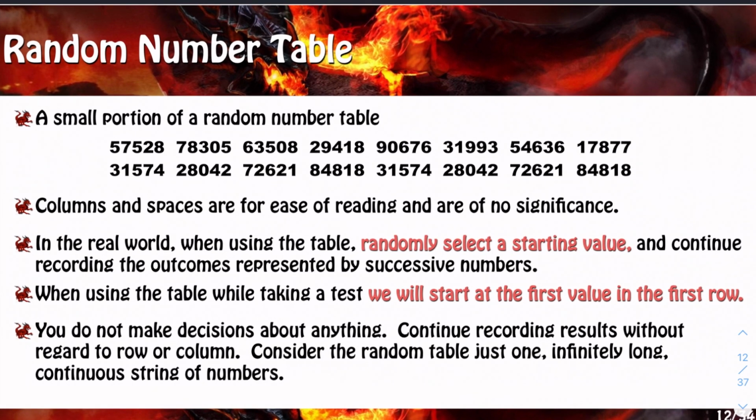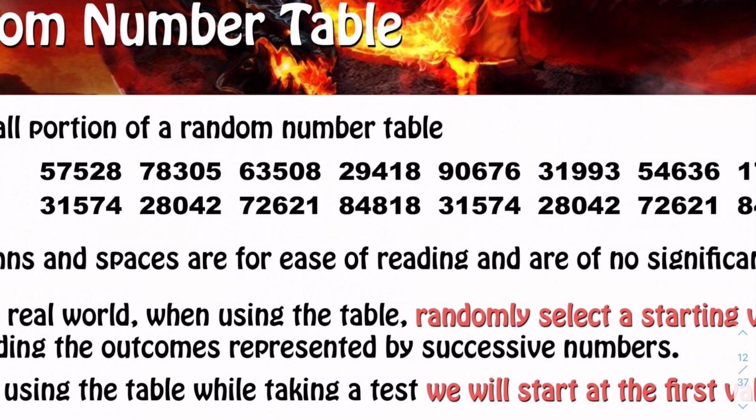In the real world, when using the table, randomly select a starting value. So what do I mean by that? If we're going eeny, meeny, miny, start here, maybe we start here and then go every 2 values.